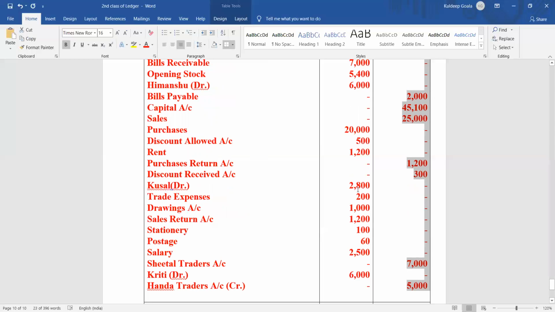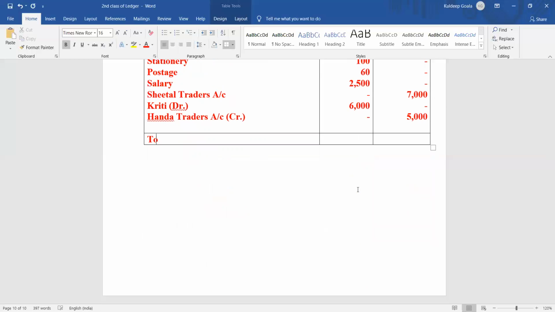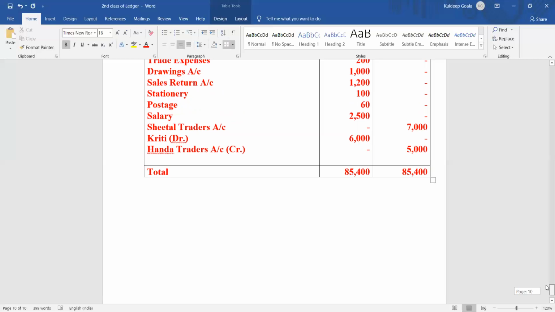After that, what you will do? The total. And it is very sure that the total will remain the same, 85,400. Clear? I'll just repeat once again. Please try to understand. From the very beginning, I'll repeat it once again.